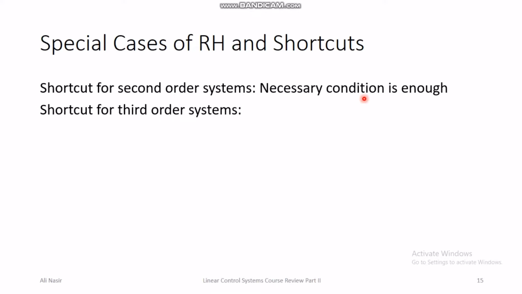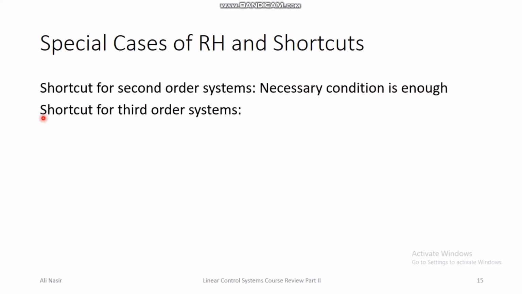So if the sign change is at the end, so if the coefficient of S square is of different sign, or if the constant coefficient is of different sign, then only one pole will be in the right half plane. And if the coefficient of S has a different sign than the coefficient of S square and the constant coefficient, then the second order system will have both poles in the right half plane.